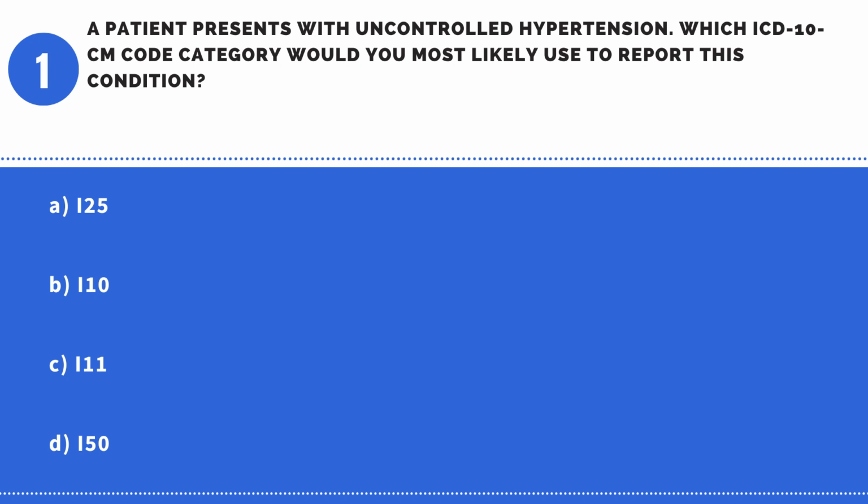Question 1. A patient presents with uncontrolled hypertension. Which ICD-10-CM code category would you most likely use to report this condition? A. I-25. B. I-10. C. I-11. D. I-50.